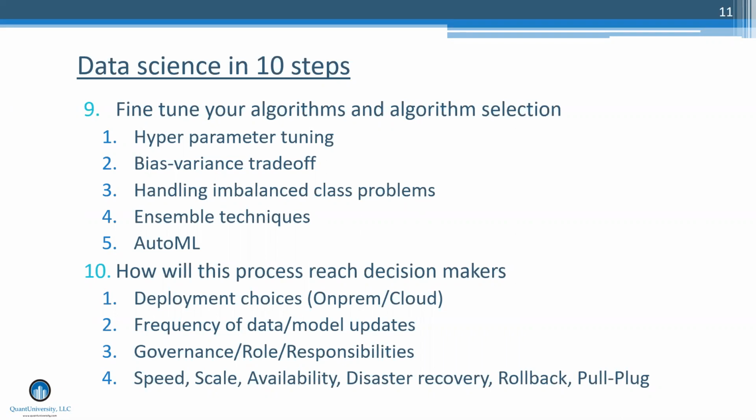you're going to be deploying in production. And then the last aspect is, it's not just sufficient that you build out all the infrastructure and technology and have an algorithm. You need to figure out how do you get these insights to the key decision makers. So how does this process reach these decision makers? So you have to think about, well, where do we deploy this? Should we put it on the cloud? Should we deploy it on site? How frequently should the model and the data be updated?